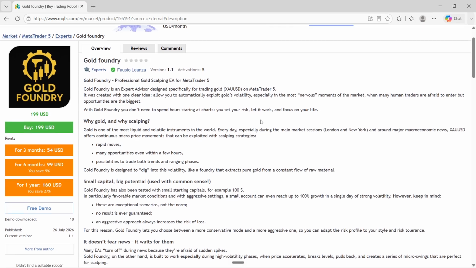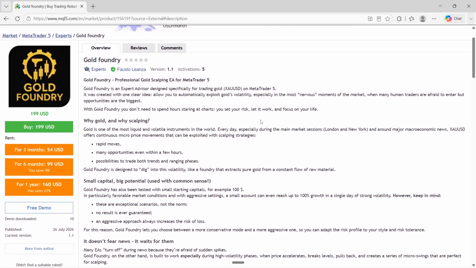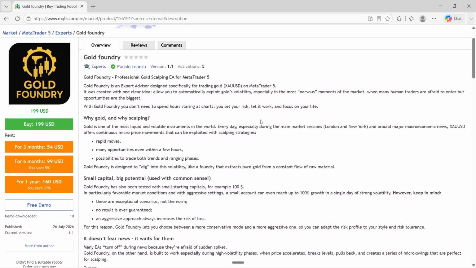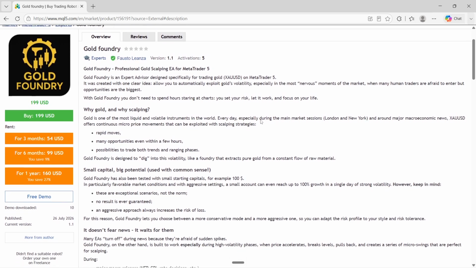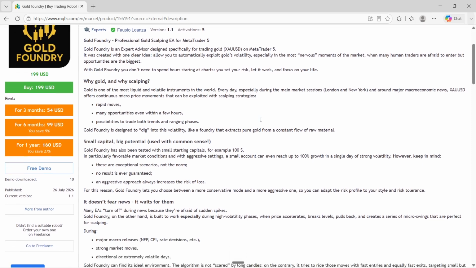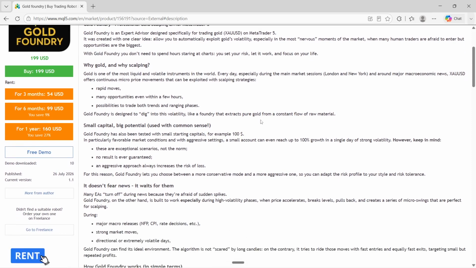Overall, the Gold Foundry EA is a gold scalping system designed to operate actively during high volatility and news-driven market phases. The shared backtest showed a severe net loss and nearly 90% drawdown. Independent verification under conservative settings and clear acceptance of the elevated risks are essential. Always trade with money you can afford to lose.